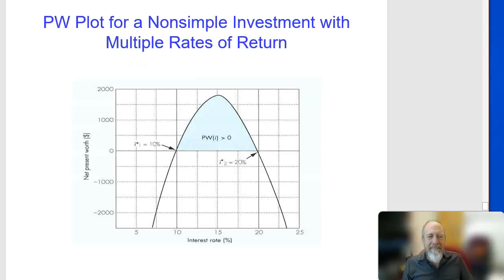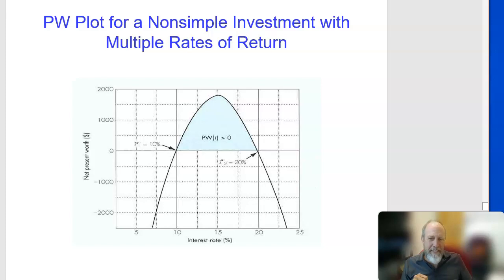If I plot present worth versus interest rate, you're going to find, look at that, there's a whole chunk of space in there where it's positive. It's above 0. What are we doing here? It's got 2 answers.